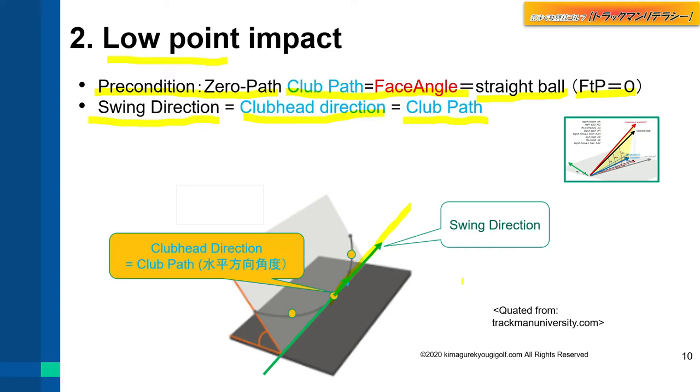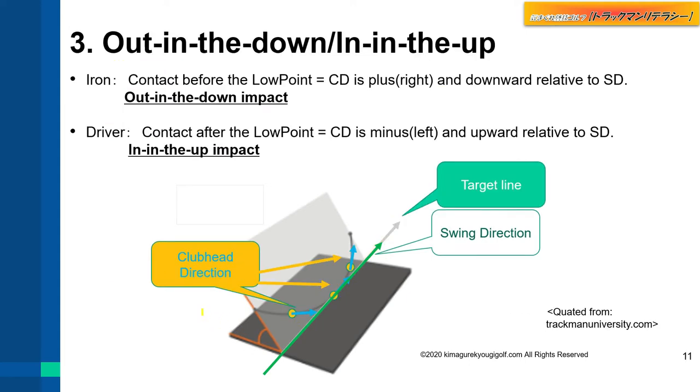However, we normally hit in front of or after the low point, right? For example, in an iron shot, we contact before the low point. What happens in this case? Here, club head direction is plus, to the right and downward relative to the swing direction. We call it out-in the down impact.